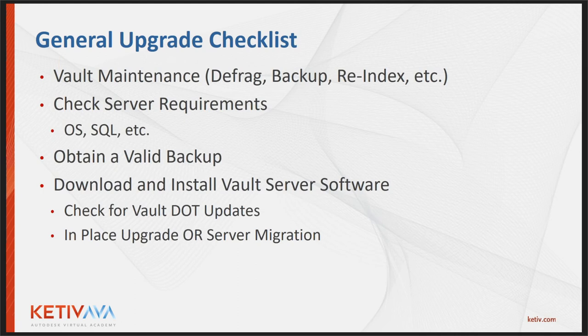After you download the Vault server software, you're going to want to look at one of two things, right? So there are two options in regards to doing your Vault upgrade. There's what we call an in-place upgrade, which means you're going to be using the same exact server to do your upgrade, or you're going to do a server migration, right? So say, for example, your OS is a little bit old and you're going to want to go to a brand new server to put your vault. There's two different ways to do this.